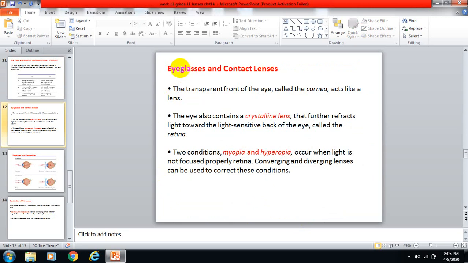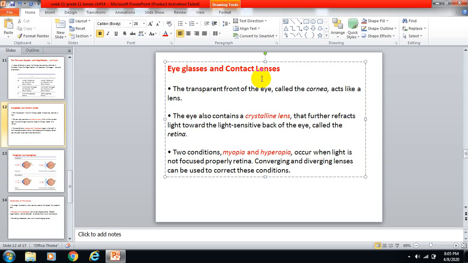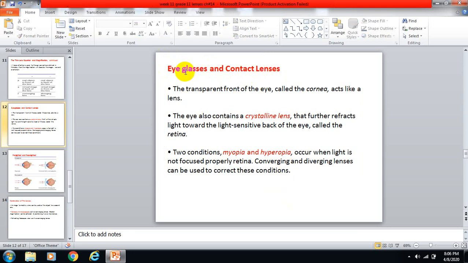Eyeglasses and contact lenses. Whenever you visit any shop, you will see two kinds of glasses there: eyeglasses and contact lenses. Within the eyeglasses there is a certain portion for the contact to be implanted. We call them what? Contact lenses. Look, the transparent front of the eye, called the cornea, acts like a lens.